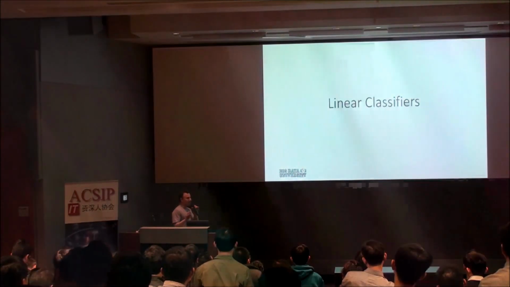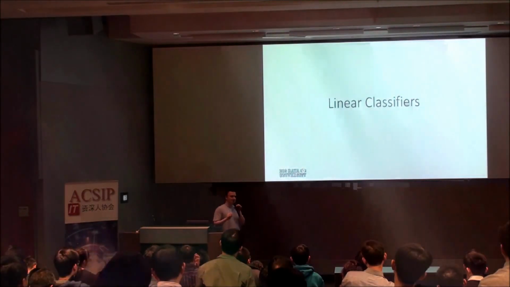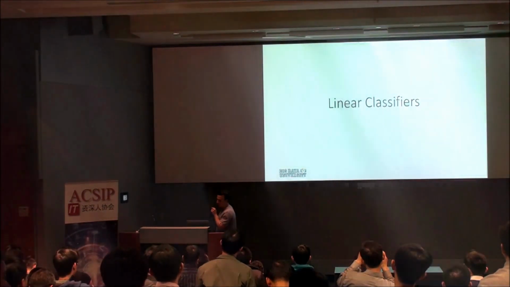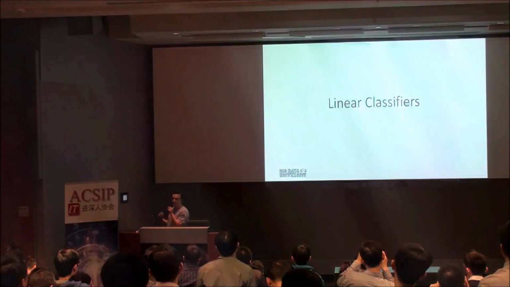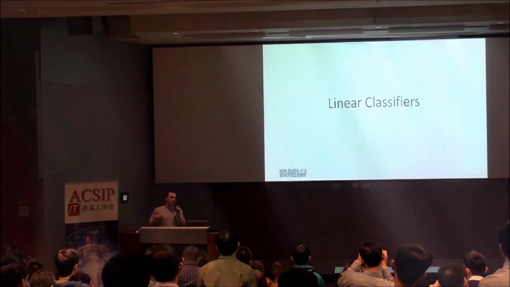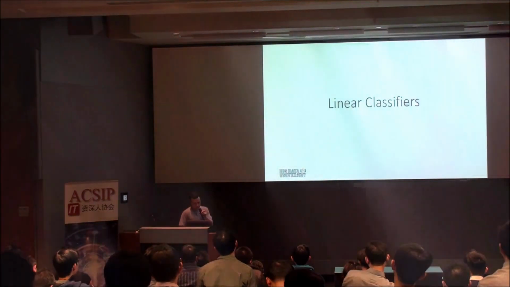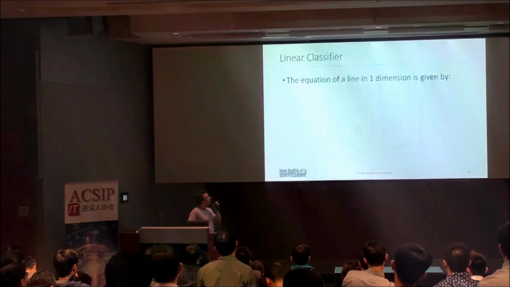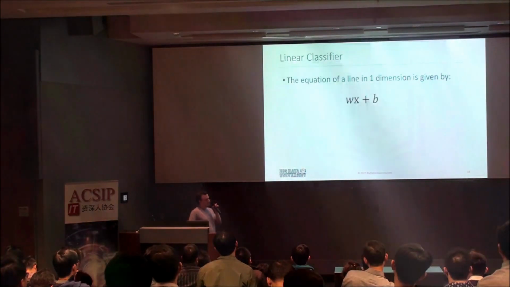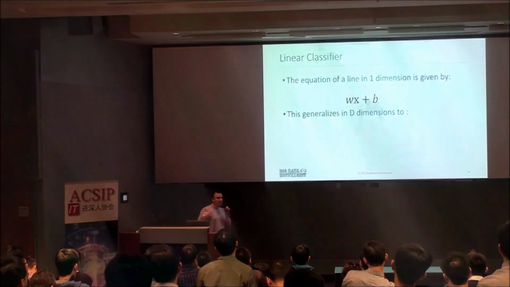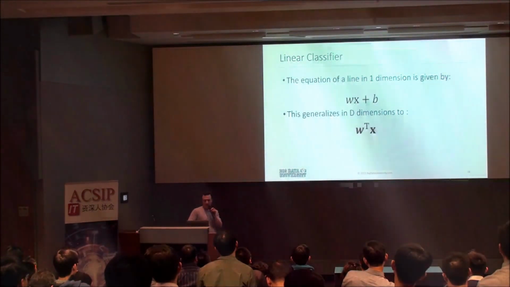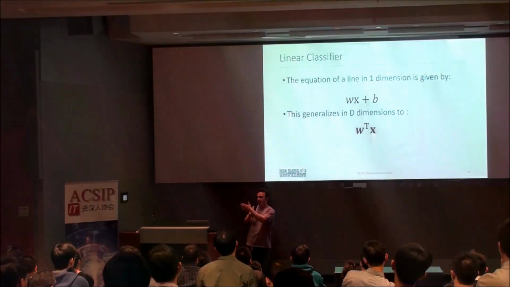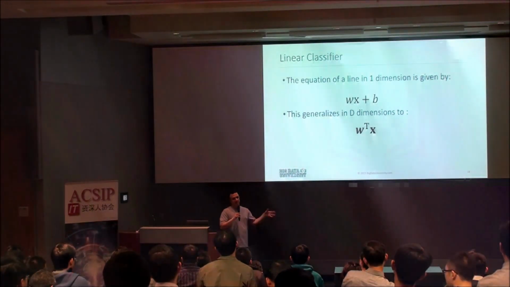So now I'm going to talk about the linear classifier, which I like to think is the building block of a neural network. And what we're going to do is we're going to build a simple neural network out of a bunch of linear classifiers. So the equation of a line in one dimension is given by this, and this generalizes to multiple dimensions as a dot product, and this also extends to matrices and convolution kernels. This is all linear stuff.